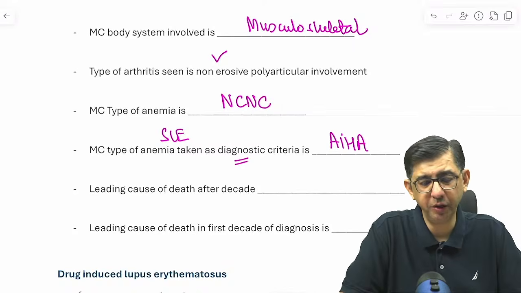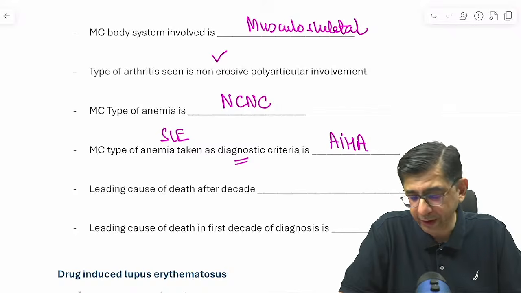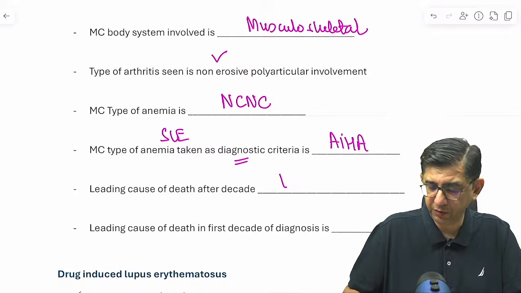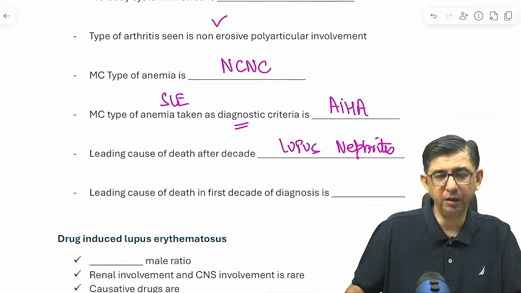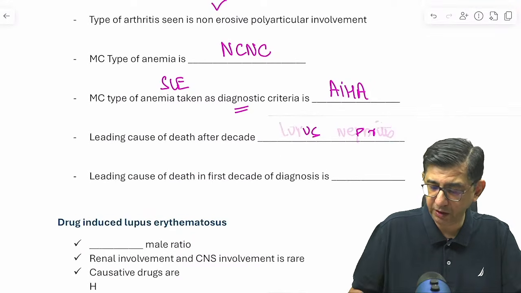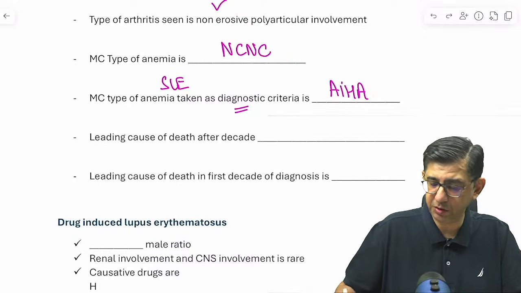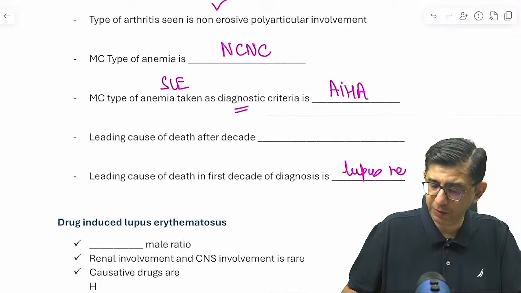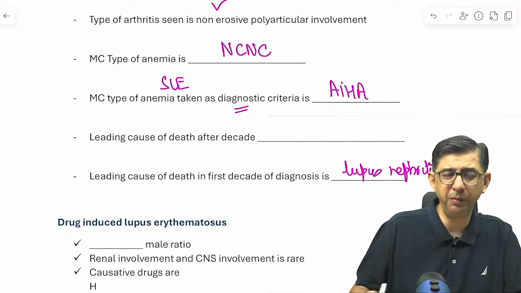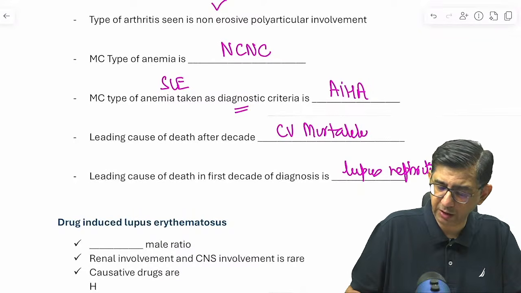Obviously, normocytic normochromic anemia cannot be taken as a diagnostic criterion, because it can be seen in so many other medical conditions. The leading cause of death has a bit of an issue, but what Harrison says is that the leading cause of death would be kidney involvement, that is lupus nephritis. In the first decade of diagnosis versus after a decade of diagnosis, the answer will change. Initially it would be lupus nephritis, but in the later years, maybe 10 or 20 years down the line, it would be enhanced cardiovascular mortality, that is accelerated atherosclerosis.